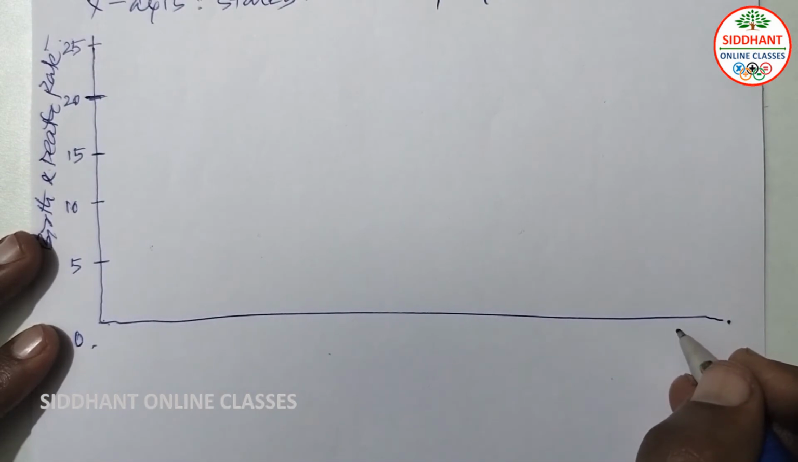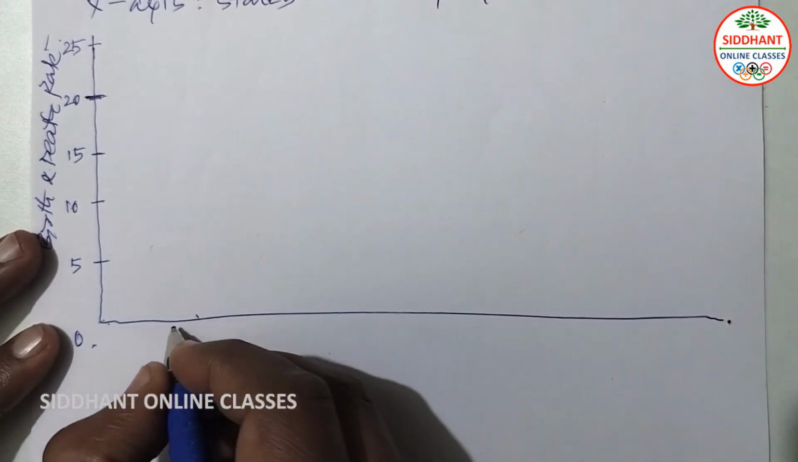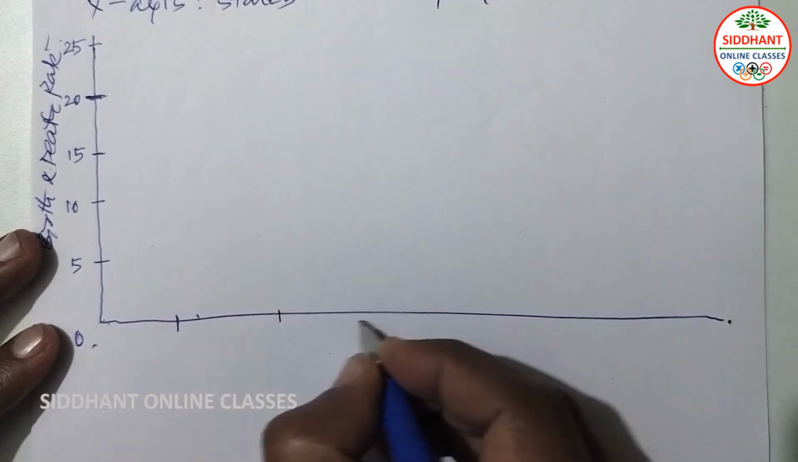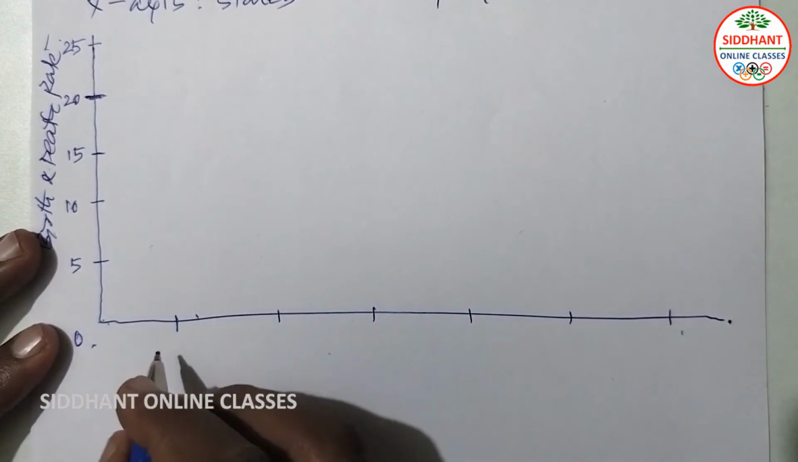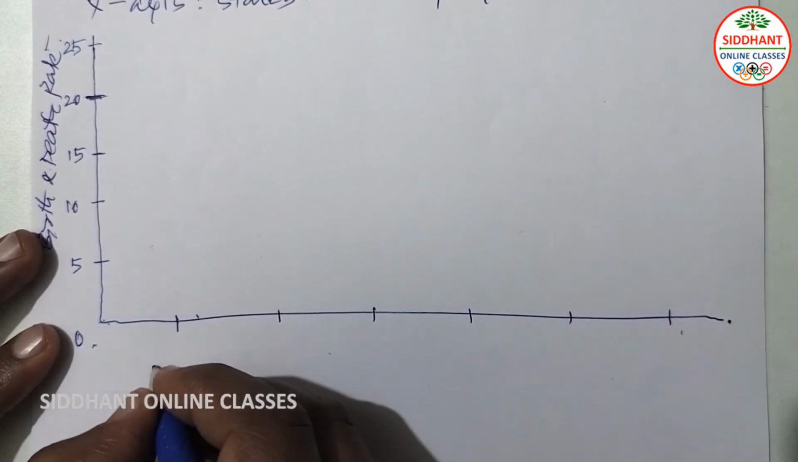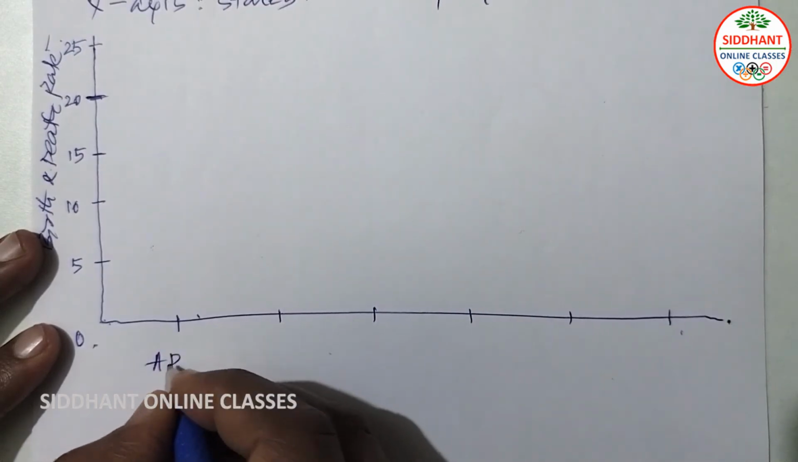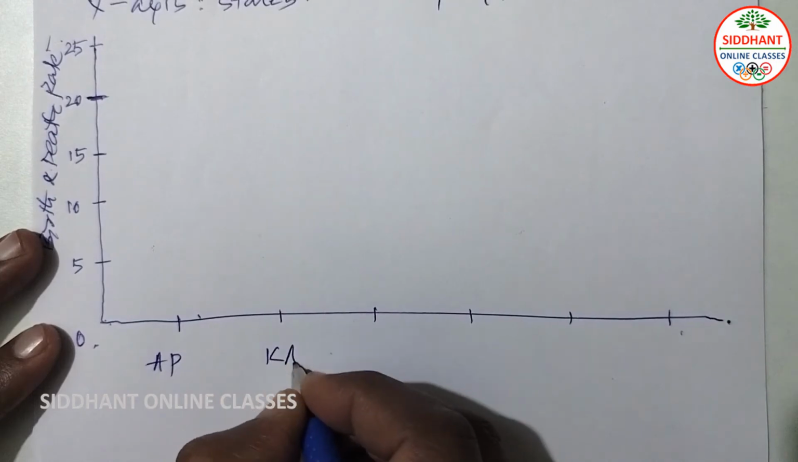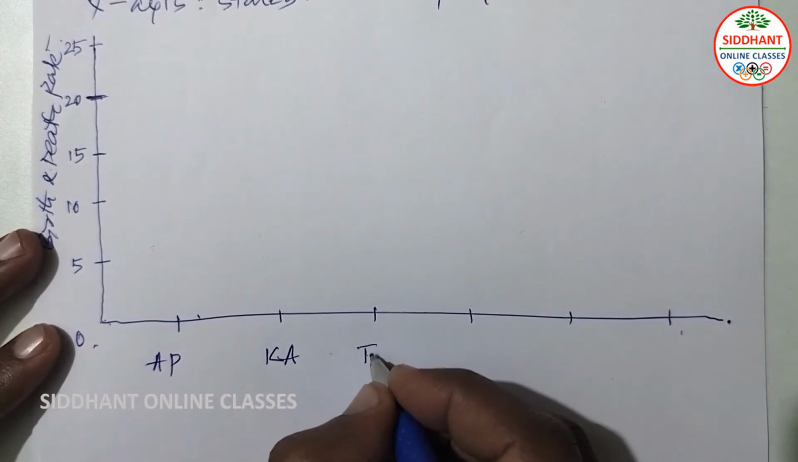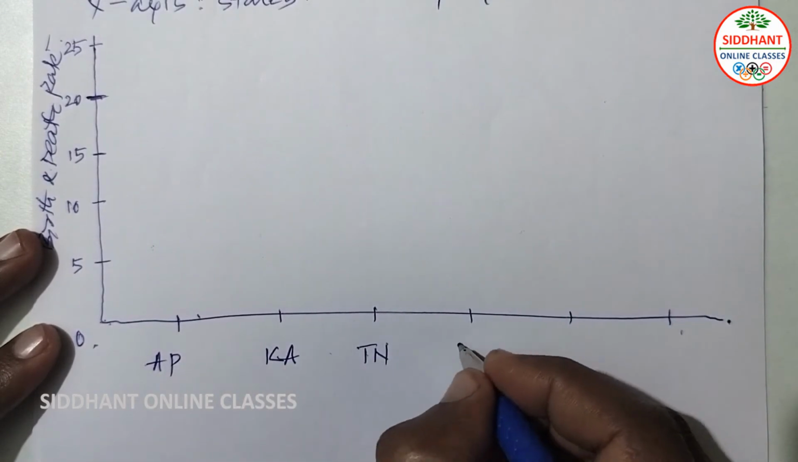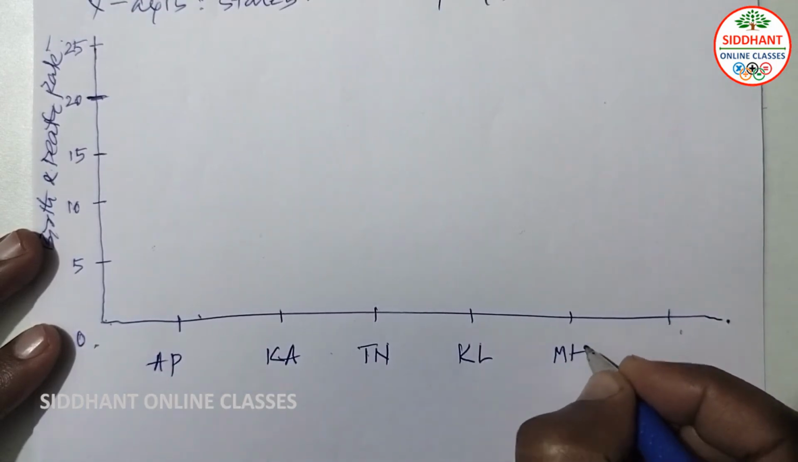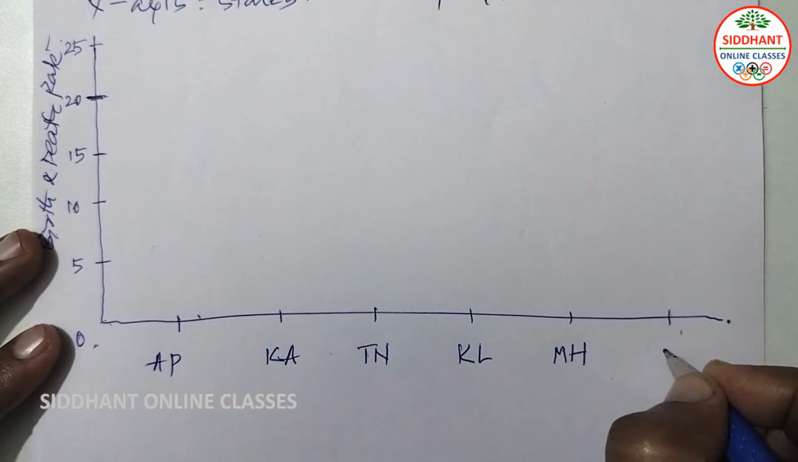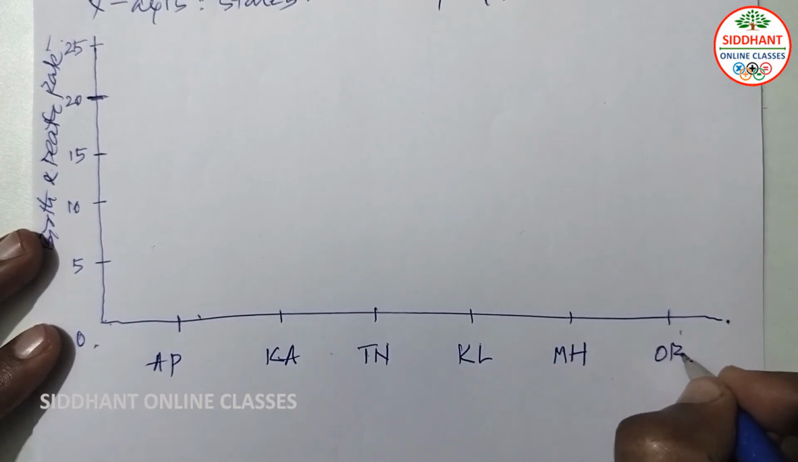So total we are going to see 6 states here. That means suppose 1, 2, 3, 4, 5, 6. So 6 states. First one is Andhra Pradesh, so AP, Karnataka, KA, Tamil Nadu, TN, Kerala, KL, Maharashtra, MH, Orissa, you can keep OR here.